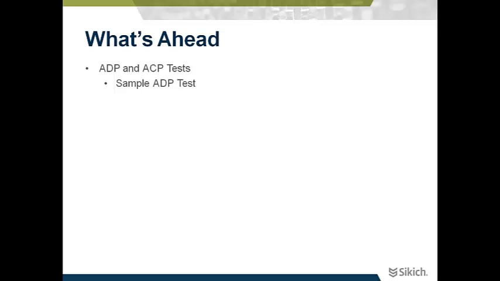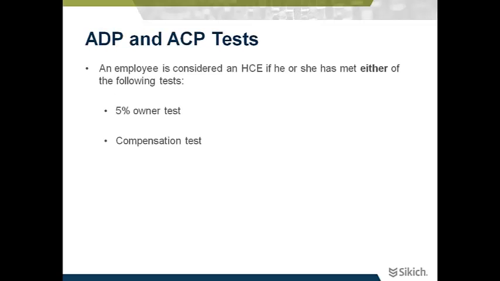Today we're going to talk about the ADP and the ACP tests. To refresh, an employee is considered an HCE if he or she has met either of the following tests: the 5% owner test or the compensation test.